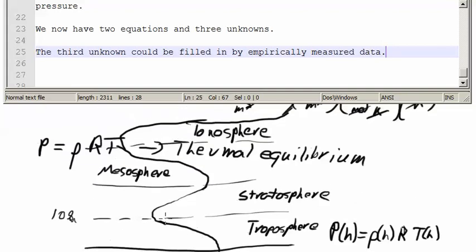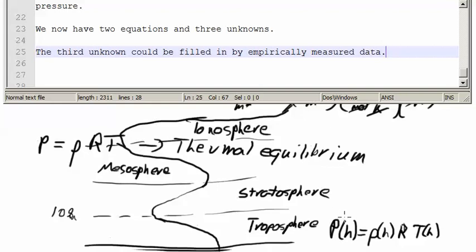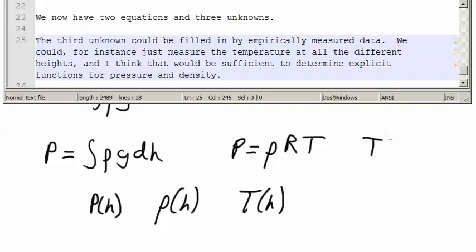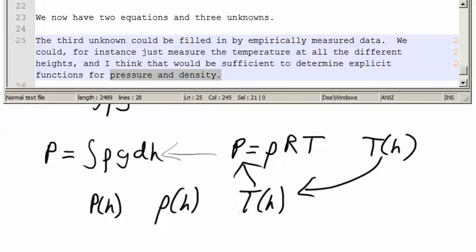Right now, like this diagram I showed up here, we could just measure the average temperature at all of those different heights. So the third unknown, temperature of height, could be filled in by empirically measured data, and that would be sufficient. Plug that into there and plug that into there, and we could determine explicit functions for pressure and density. I should say average pressure, average density, as a function of the height.